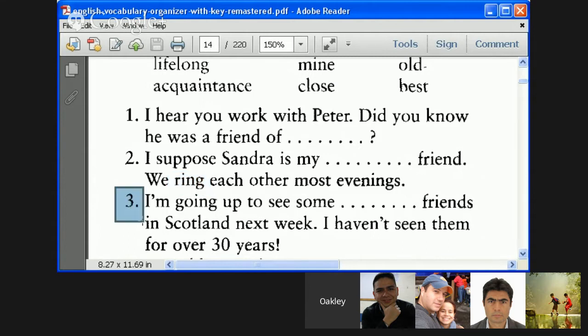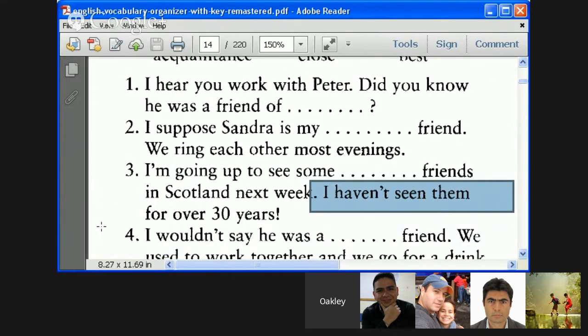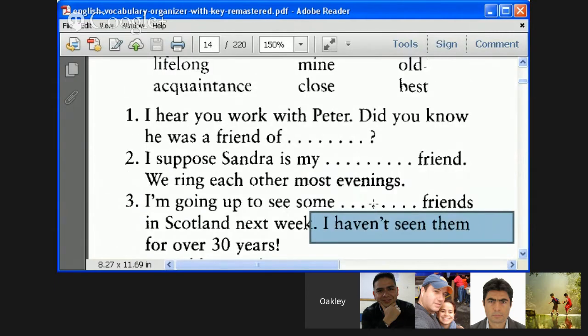Minor, can you try number 3, please? I'm going up to see some old friends in Scotland next week. I haven't seen them for over 30 years. Very good. Old friends. Indeed, old friends are good friends.